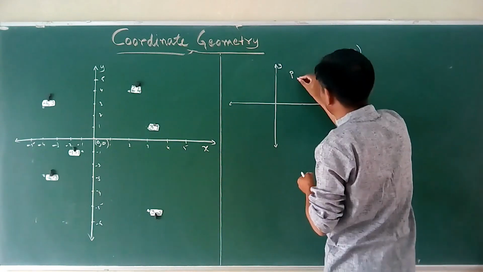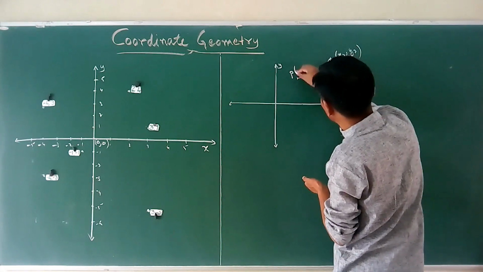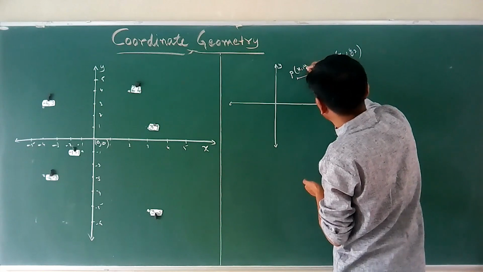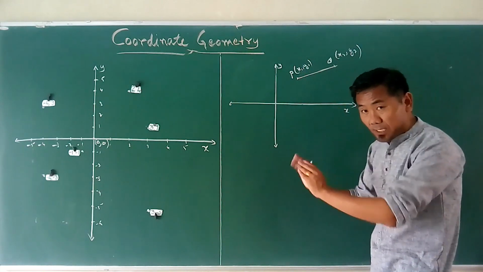So we are going to find the distance between the point P and Q. So the values are x1, y1. The x and y part of the distance here. Then the formula we apply here.